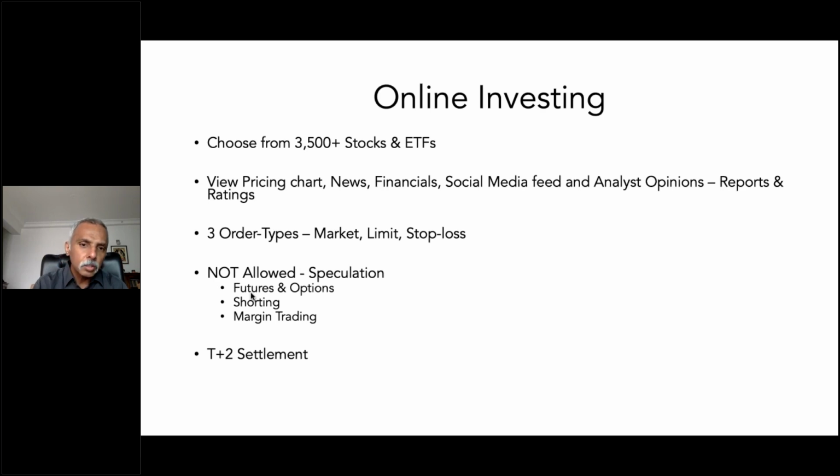The third order type is a stop loss order, where you can specify a trigger price, saying that if the price goes below a certain value or above a certain value, trigger a transaction for me. As soon as the price hits that value, a market order gets triggered for your stop loss action to take place.